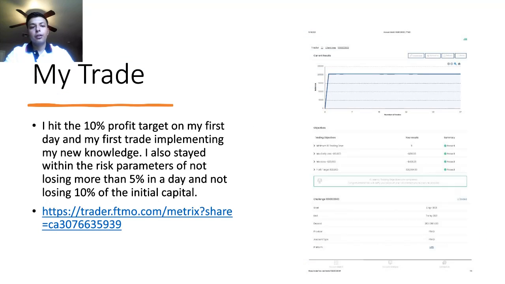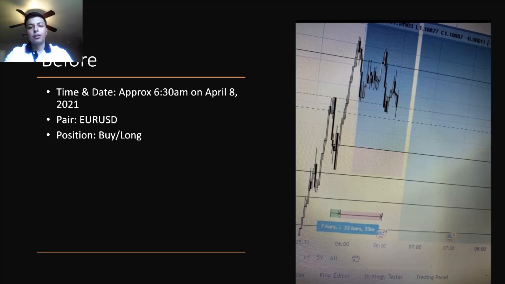So this is my trade. I hit the 10% profit target on my first day and my first trade implementing my new knowledge. I also stayed within the risk parameters of not losing more than 5% in a day and not losing 10% of the initial capital. And this is a link to my account metrics, which is what I provided on the right, showing proof that I indeed passed the first part of this challenge.